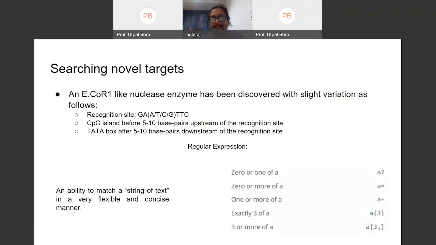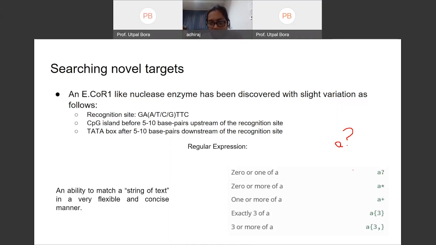So these are the rules. Let's start with the first one. Suppose anything has an A, B, C, D, anything, and we have a question mark following it. That means we are essentially asking if there is an A or not. This is an OR gate, if you remember from your Boolean algebra. Then zero or more, a star, which will give you a hit if there is no A, and also if there are A's. It gives you everything actually, universal.